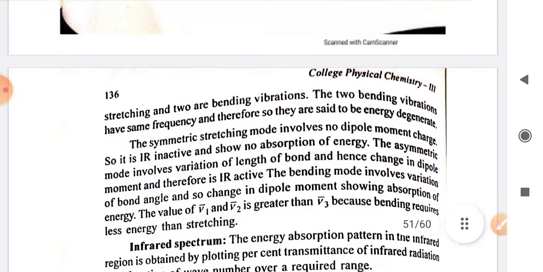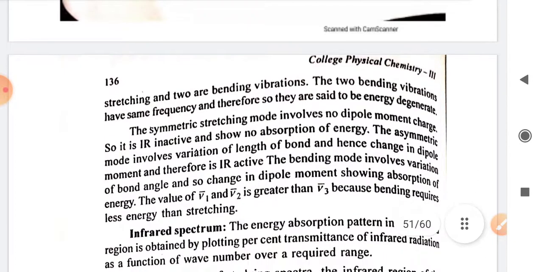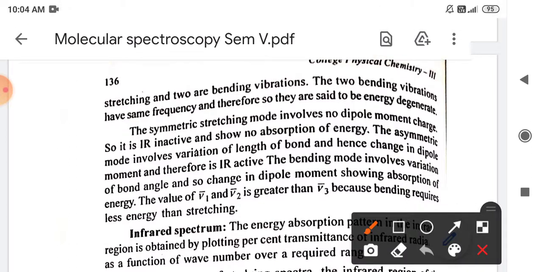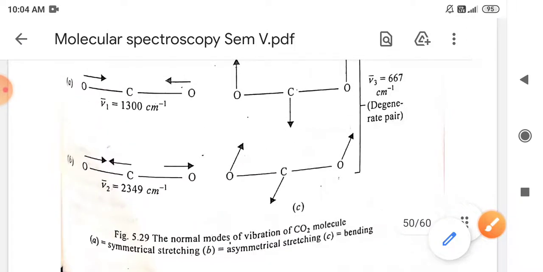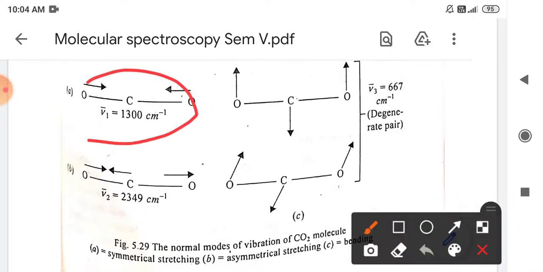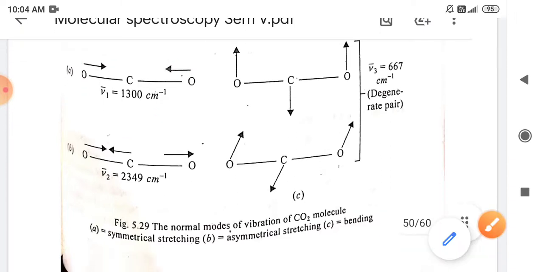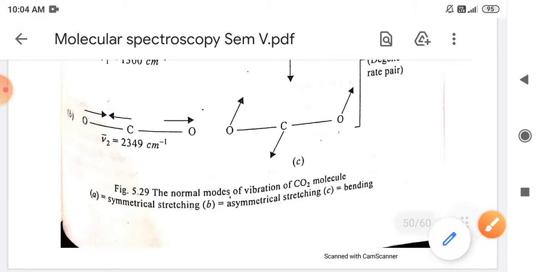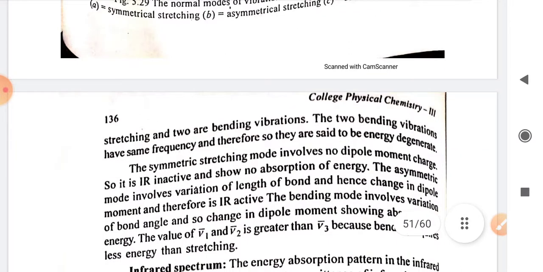Now the stretching and the bendings are the two types of vibrations. The two bending vibrations have the same frequency, and therefore they are said to be what? Energy degenerate. Now the symmetrical stretching mode involves no dipole moment change, so it is what? IR inactive, and shows no absorption of energy in the IR mode. So the molecule in this mode is IR inactive, due to no change in the dipole moment for the symmetrical stretching.